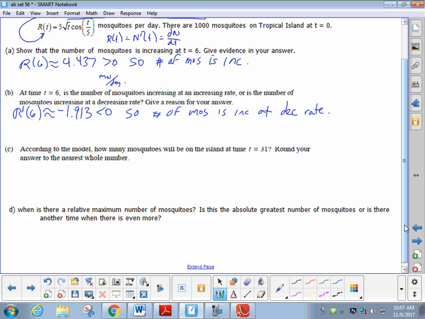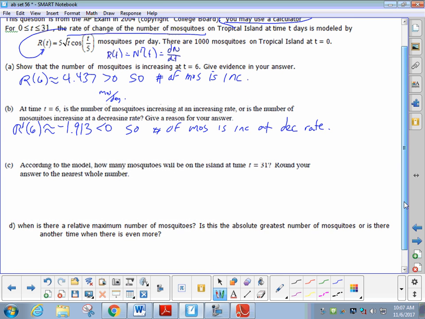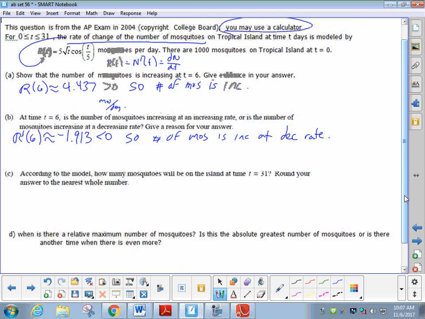According to the model, how many mosquitoes will be on the island at time 31? How do you find an amount when you're given a rate of change? Fundamental theorem, yeah. You could integrate R and get change in amount. You could call it A or N. Generally, it's good math. If you introduce a new variable, you should say what it stands for. N equals number of mosquitoes. That's just proper mathematics.